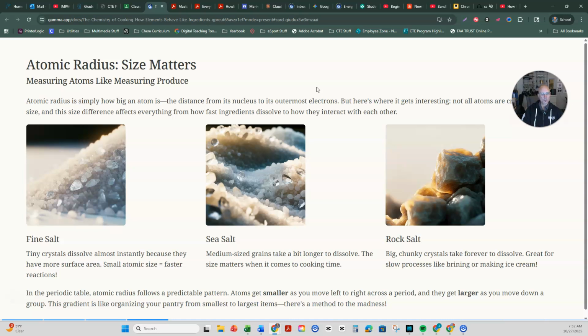In the periodic table, atomic radius follows a predictable pattern. Atoms get smaller as you move left to right across the period, and they get larger as you move down a group. This gradient is like organizing your pantry from smallest to largest item. There's a method to the madness.